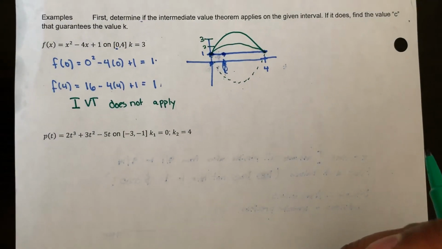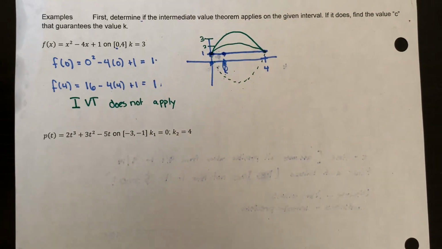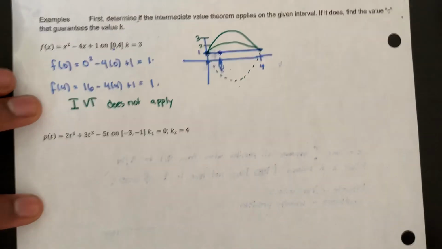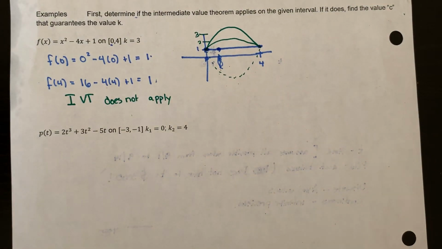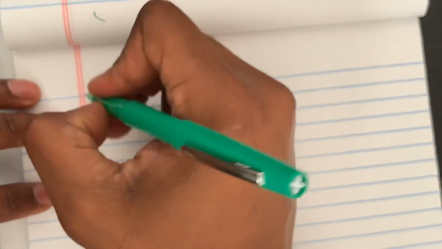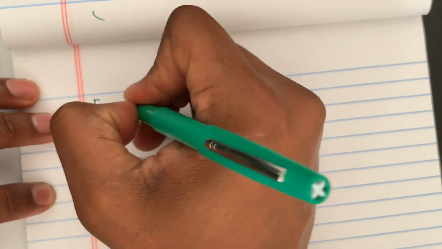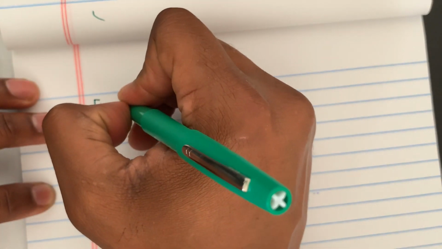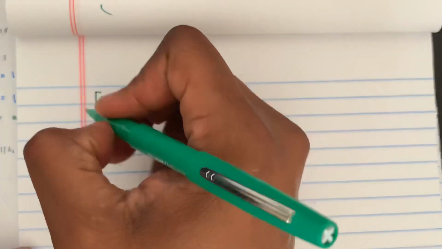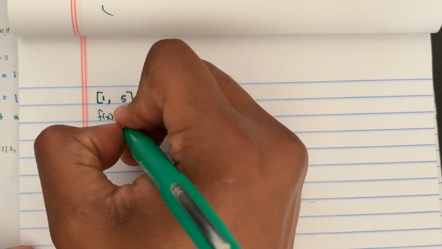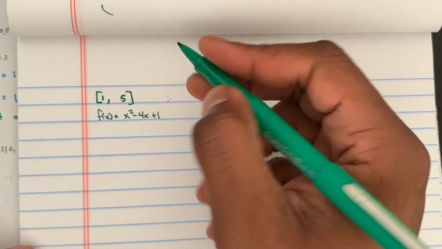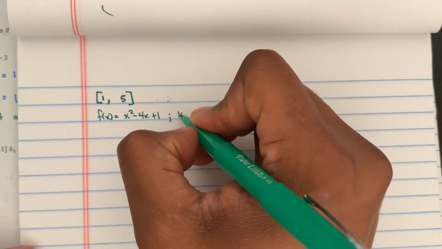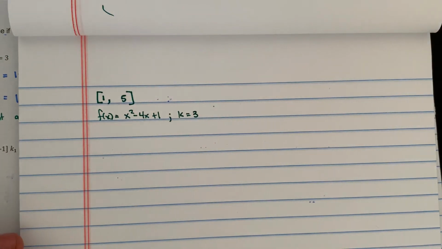So now, you know what? Let's do a second example. We'll do another example on just a scratch paper. We'll say we had the interval 1 to 5 instead. So we're going to use 1 to 5, and we still have the same function, f of x equals x squared minus 4x plus 1. We're going to still see if we can get k equals 3.